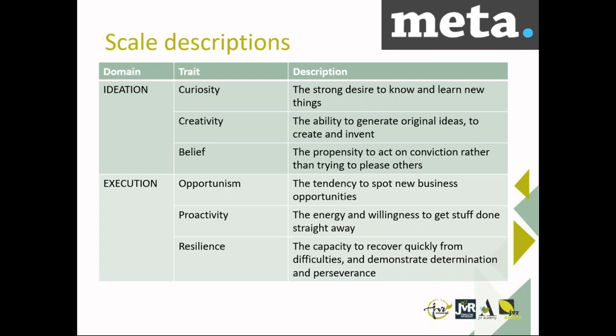The execution domain then has opportunism, proactivity, and resilience, with opportunism being the tendency to spot new business opportunities. Proactivity is your energy and willingness to get stuff done straight away, and resilience is the capacity to recover quickly from difficulties and to demonstrate determination and perseverance.